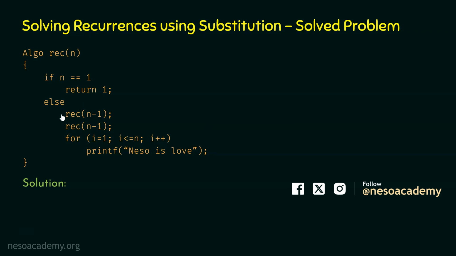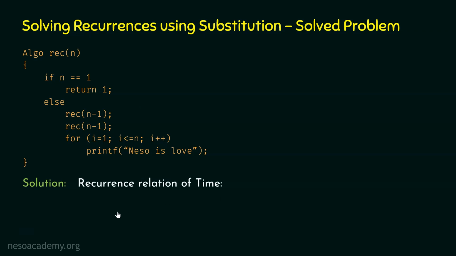And the time required to execute the recursive case is 2T(n-1) plus n. Therefore, T(n) is equal to 2T(n-1) plus n if n is greater than 1. So the recurrence relation of time so obtained is T(n) equal to 2T(n-1) plus n if n is greater than 1. If n is equal to 1, then T(n) is equal to 1.